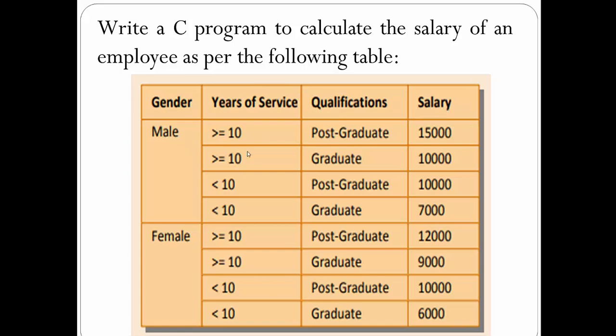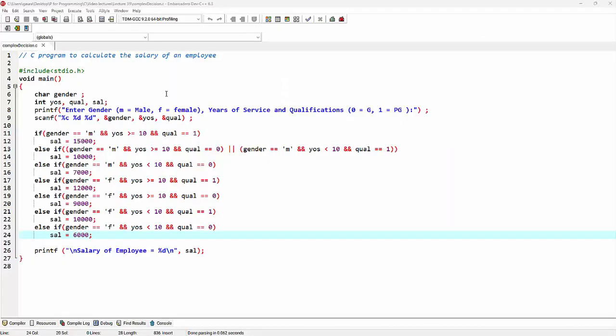So as per the table, we have the first four conditions for gender male, and then the next four conditions for gender female. Let's start with the program.